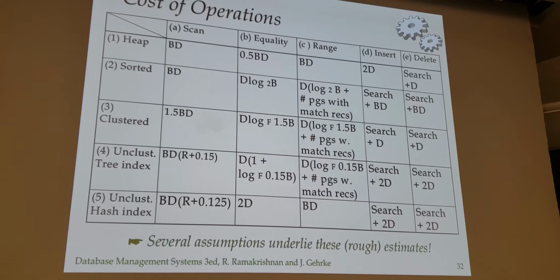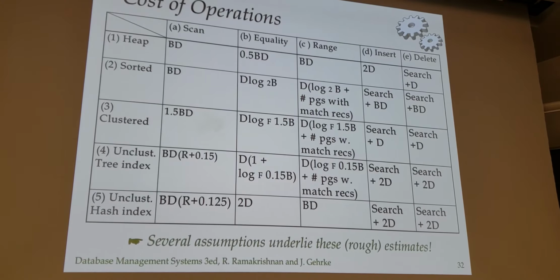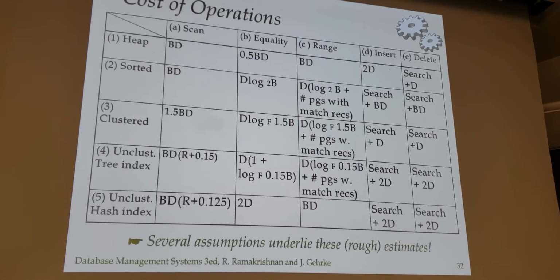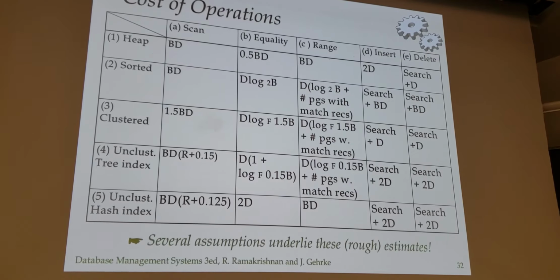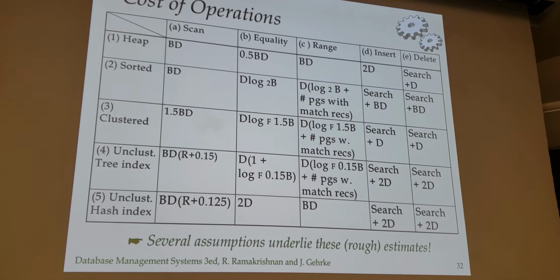Again, ugly. Let me explain why the 2D is there. Most of you would probably assume, and you'd be rational, that it would just be D. Why is it 2 times D? I'm going to the end of the file. I read in the last page of the file, or I create a new last page, and I write my record. So 1 D to bring it in, and another D to write that last page.